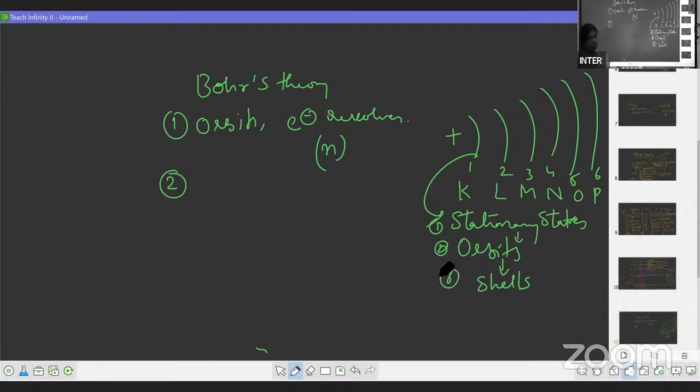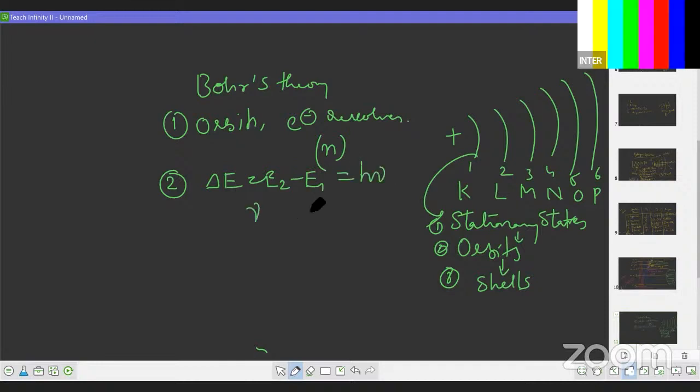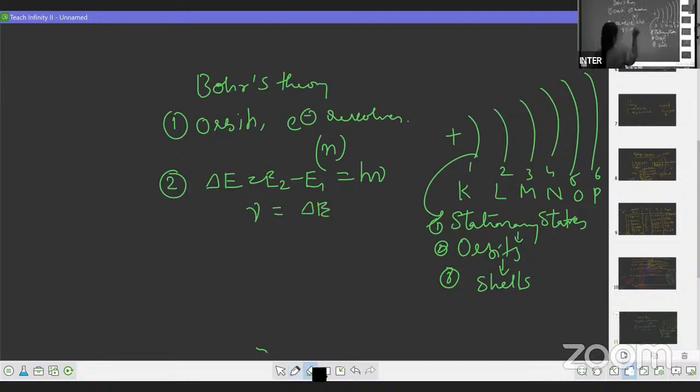The next is the energy difference: delta E is equal to E2 minus E1. So it is equal to h nu, or nu is equal to delta E by h. So this is called the Bohr frequency rule. After that, we have to write about angular momentum.